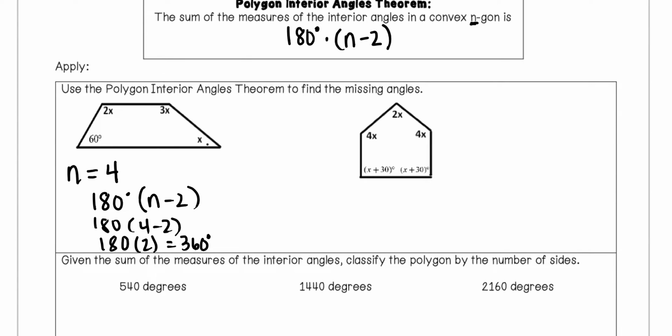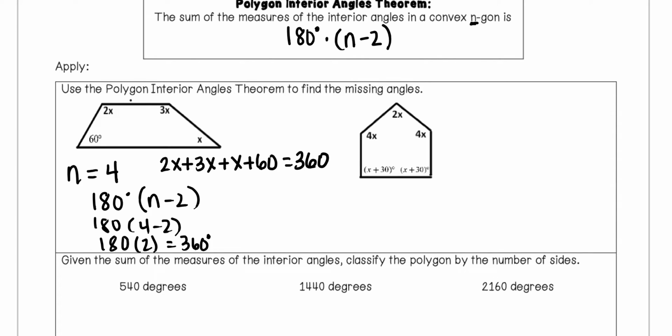Well, if they're all represented in variables or as numbers, we can now set up an equation knowing that if they're all supposed to add up to 360, we can take 2x plus 3x plus x plus 60 and set them all equal to their total of 360 for the quadrilateral. So you have 2 steps to do.